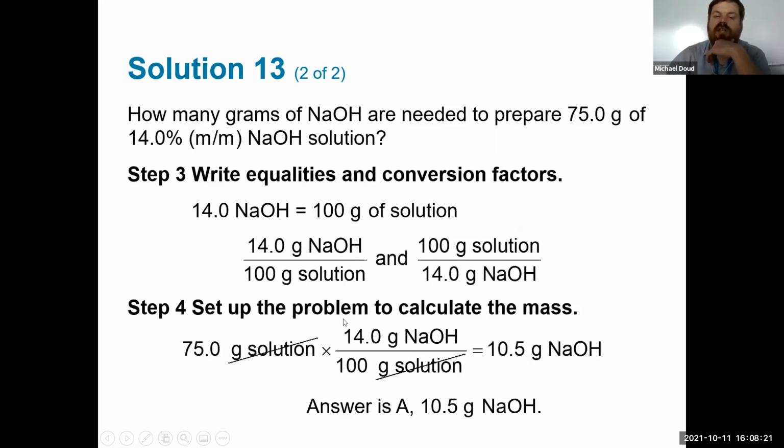75.0 grams of solution times our 14.0 grams of sodium hydroxide divided by 100 grams of solution. That gives us our final answer here, 10.5 grams of sodium hydroxide. Again, we can easily use this as a conversion factor.